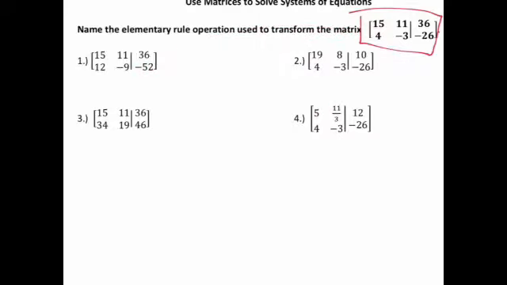On this first one, I noticed that the first row is the same, but the second row is really similar to my starting second row. It's just times 3. And so the row operation would be row 2 times 3. And then on the next one, I notice my second row is the same, but my first row, I think, is just those added together. If you check that out, it comes out okay. And so this one is just row 1 plus row 2.